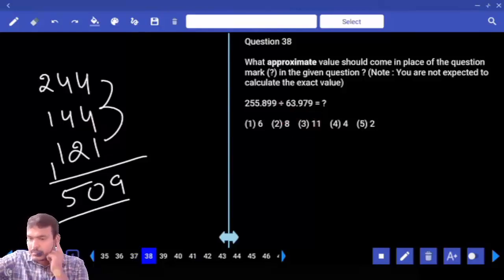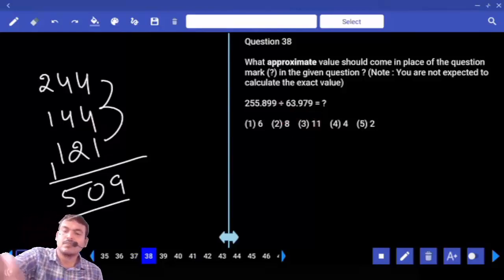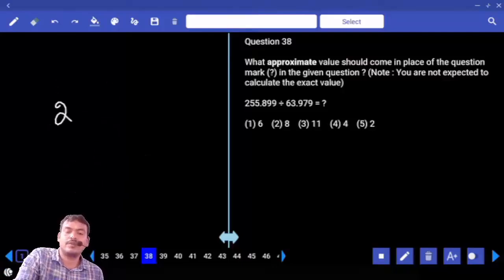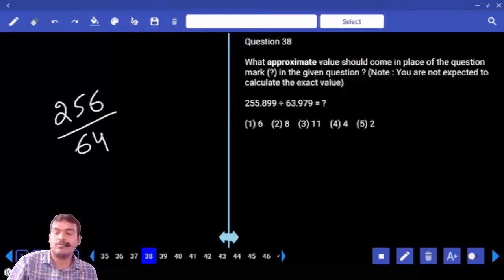Next, again approximation, or not. What is the first value? 256 by 64. Almost 4 times, or not.